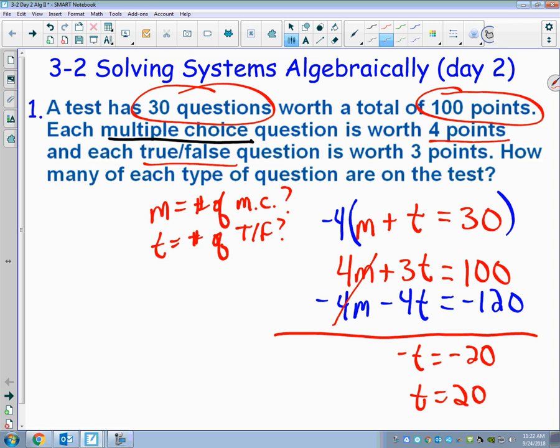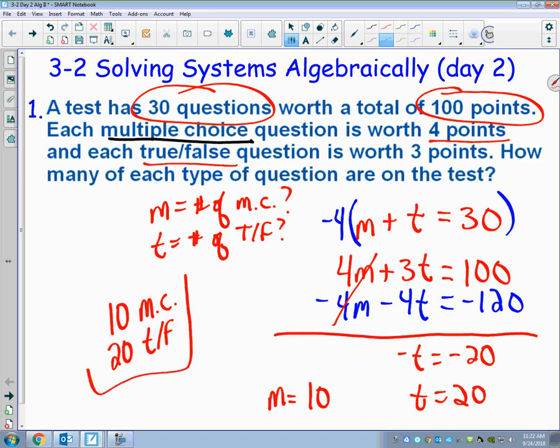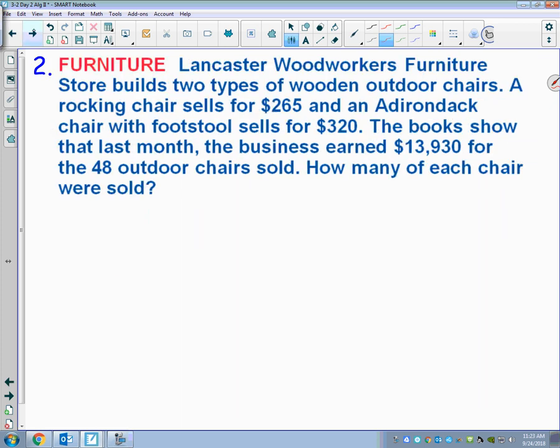And this one's pretty easy to go back. If there's 30 questions altogether, how many multiple choice are there? Well, 30 minus 20 is 10. So there are 10 multiple choice questions, and there are 20 true false questions. And yes, you could probably guess and check for these, but I want us to practice writing the systems, okay? So let's look at another one.